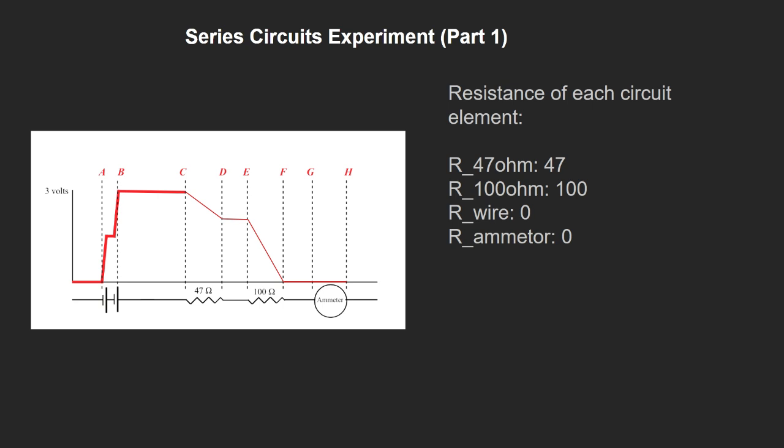Now, the resistance of each circuit element is kind of self-explanatory. The 47 ohm resistor is going to turn out to be 47. The 100 ohm resistor is turning out to be 100. The wire and the ammeter are both 0.